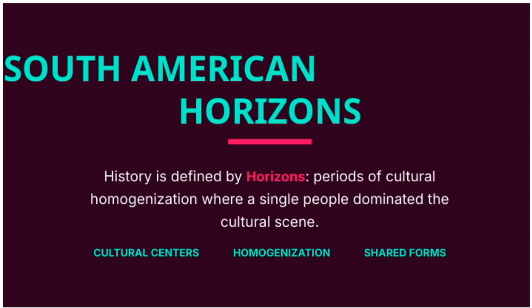Let's take a closer look at shared forms and homogenization. These concepts refer to the ways in which cultures tend to develop similar traits or practices over time, often through contact and exchange. When we talk about homogenization, we're really highlighting how distinct cultural identities can become more alike, sometimes leading to a loss of unique features.